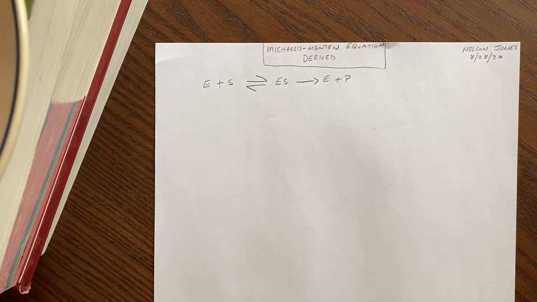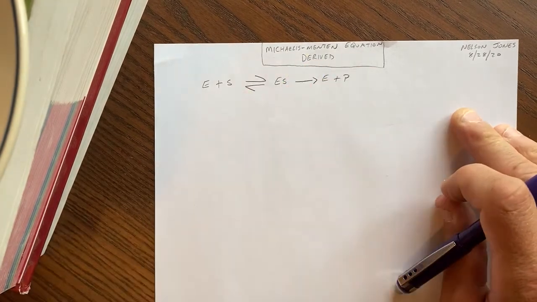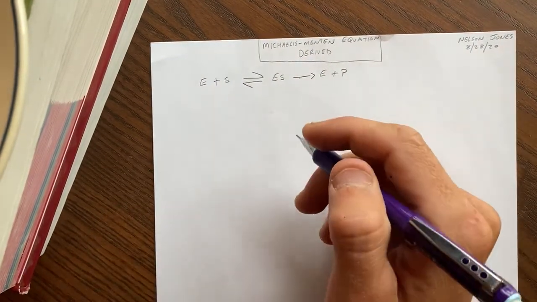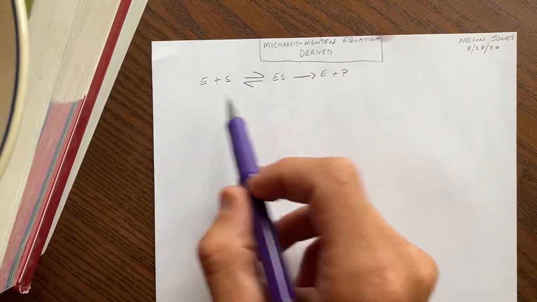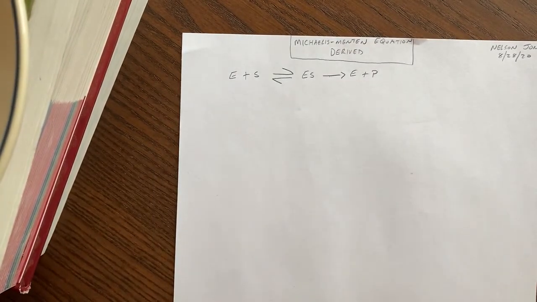We're going to derive the Michaelis-Menten equation. So let's just go ahead and get right into it here. We're going to start with this concept of this equation here and derive out of it the Michaelis-Menten equation.